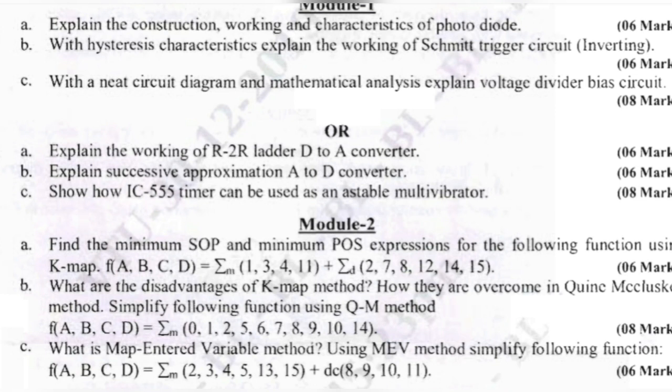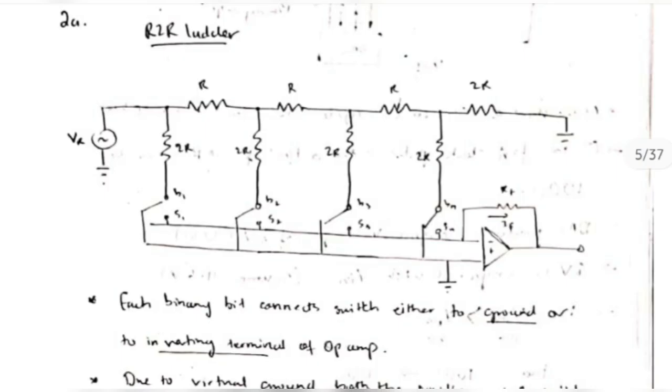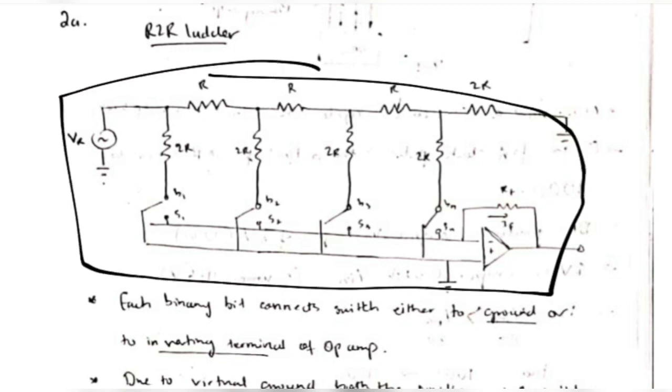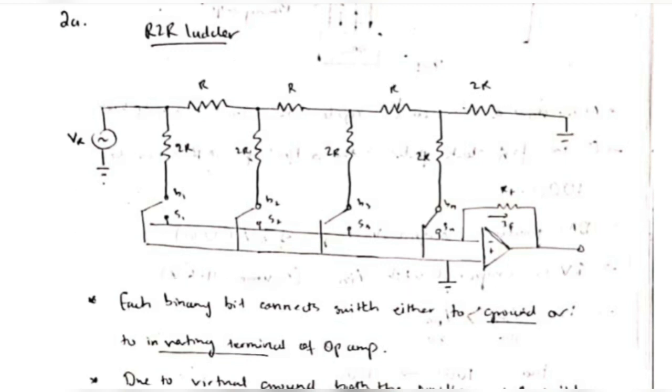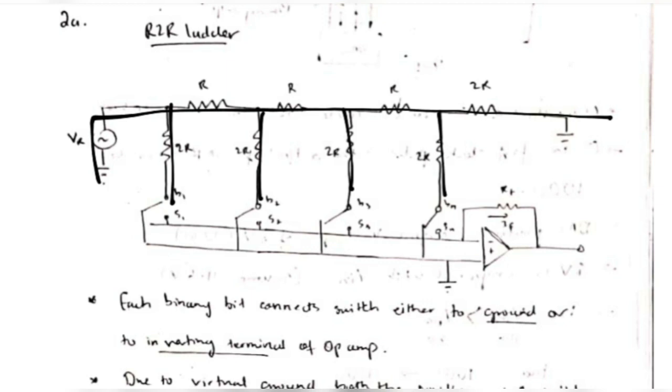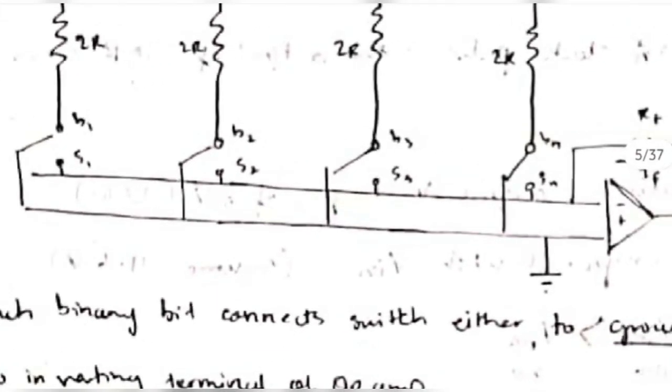In the next question, we have to explain the working of R2R ladder. We'll start by making this circuit diagram. In this, first you have to make this one. Okay, and in between make these resistances, and then observe here, this is connected with S or ground.